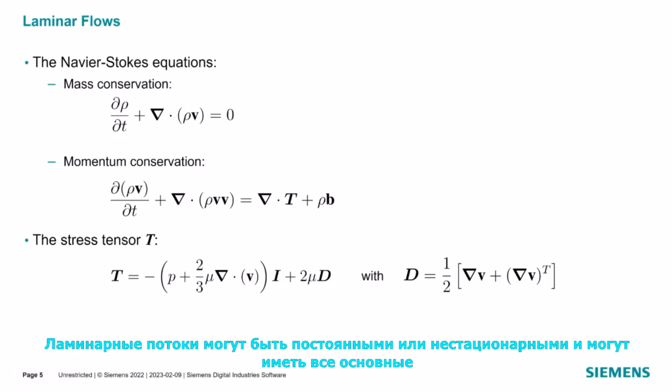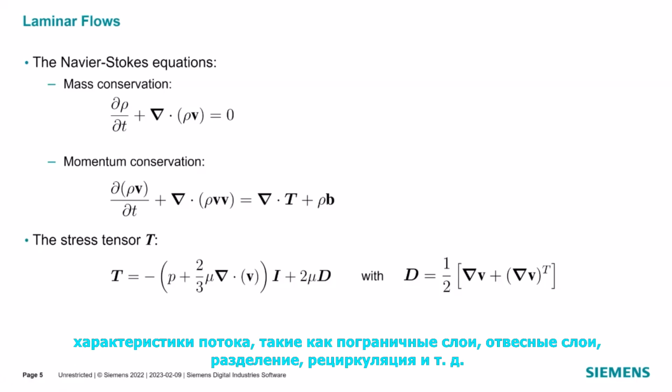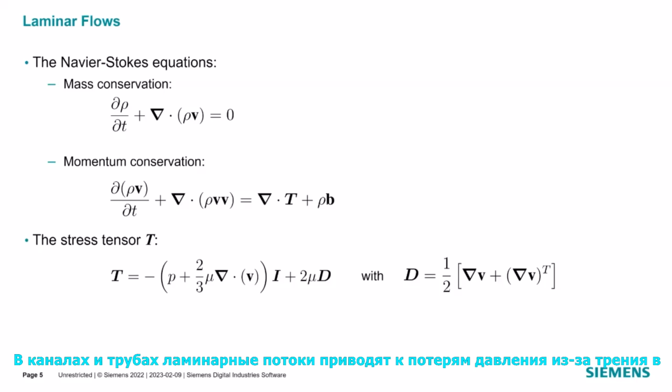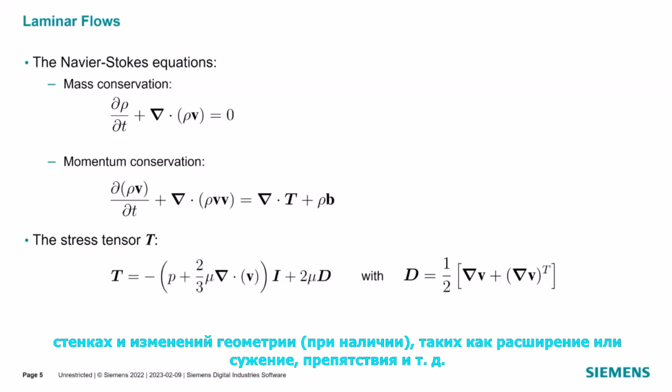Laminar flows can be steady or unsteady and may exhibit all the major flow features like boundary layers, shear layers, separation, recirculation, etc. In channels and pipes, laminar flows result in pressure losses due to friction at walls and geometry changes if present, like expansion or constriction, obstacles, etc.